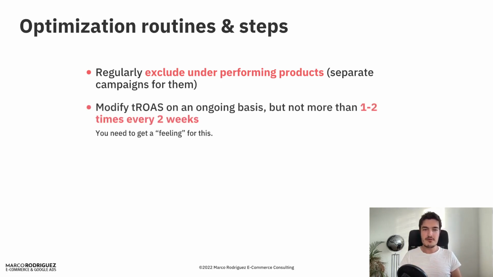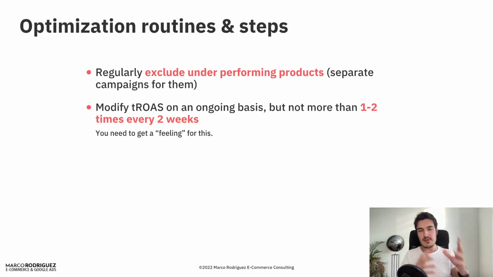Modify your target ROAS on an ongoing basis, but not more than once or twice every 2 weeks. And for this one, you need to get a feeling to some degree, right? It's very difficult to make a flow chart or to give you a very solid rule for when exactly you should increase the target and by how much. Because in the real world, there are so many factors: other campaigns, your bids, your store, whether the product is seasonal or not, what your margin looks like.